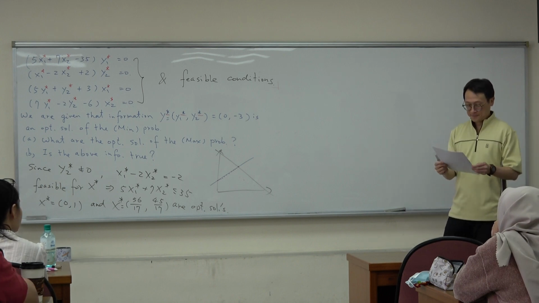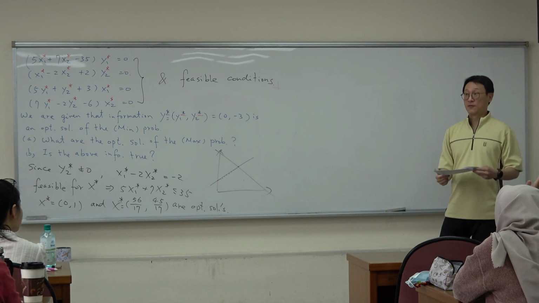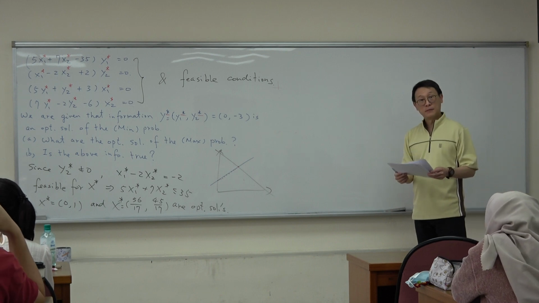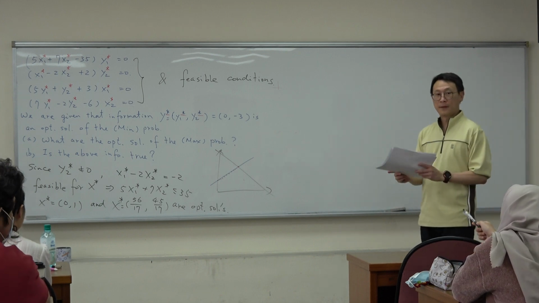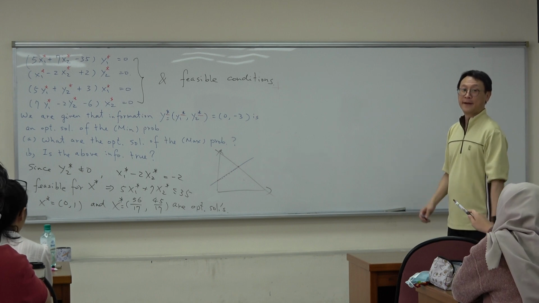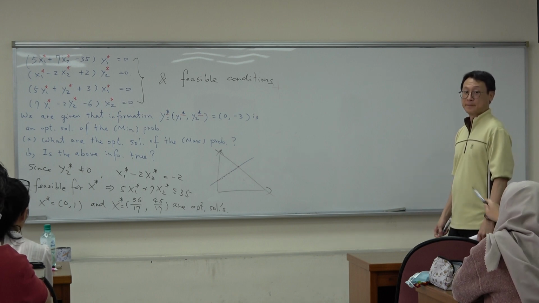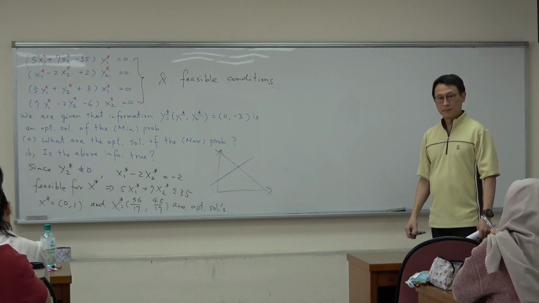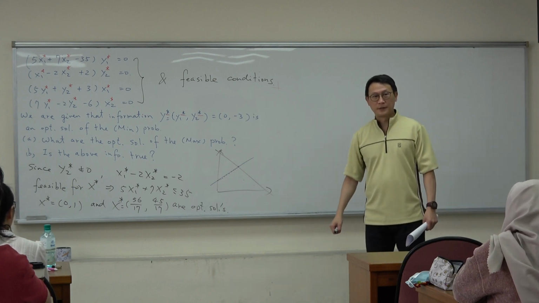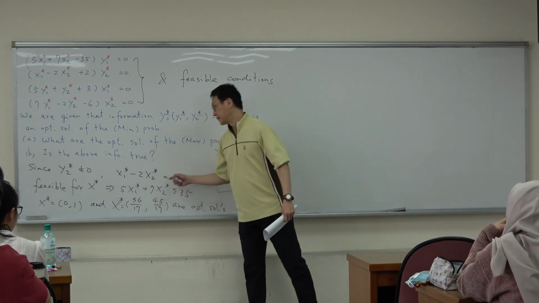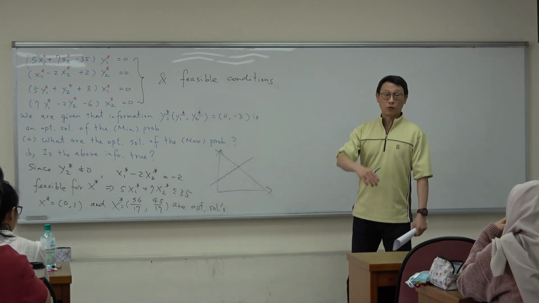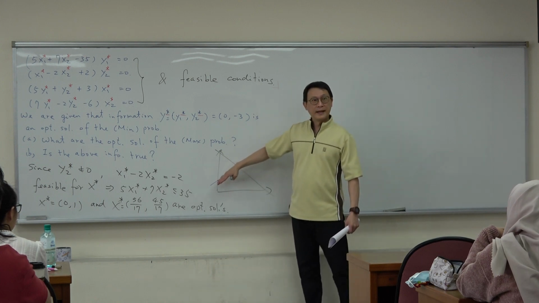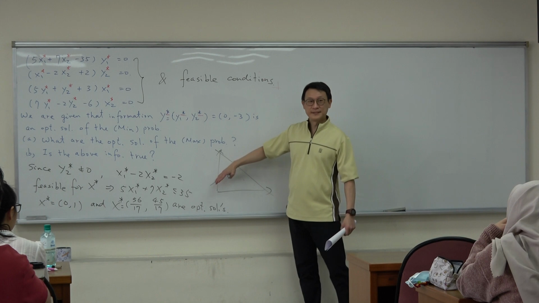Questions so far? No? Then I will go to the next topic. That means if one dual variable is not equal to 0, then the corresponding constraint must be binding. Yes. If y_i is not 0, it means that the corresponding constraint is binding.